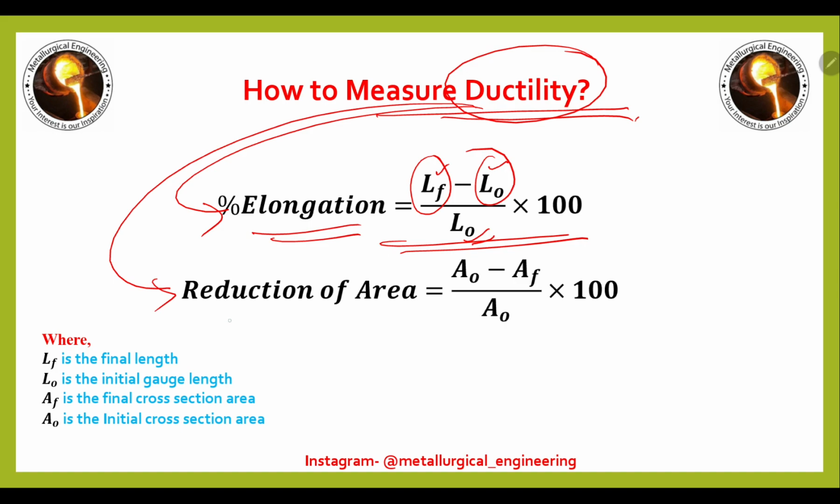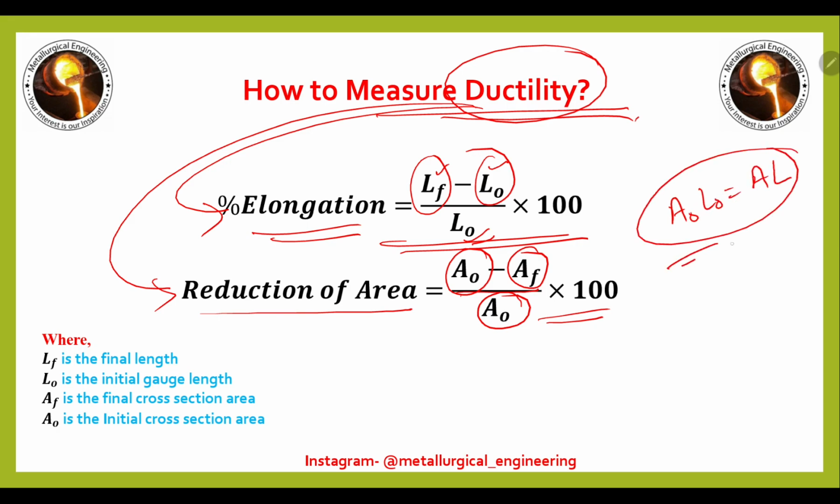And if we define the ductility with the help of reduction of area, we take the initial area minus the final area, divided by the initial area and multiplied by 100, which gives the reduction of area. This can also be transformed using A naught L naught is equal to A L, since the volume is constant. Here LF is the final length, L naught is the initial gauge length, AF is the final cross-section area, and A naught is the initial cross-section area.